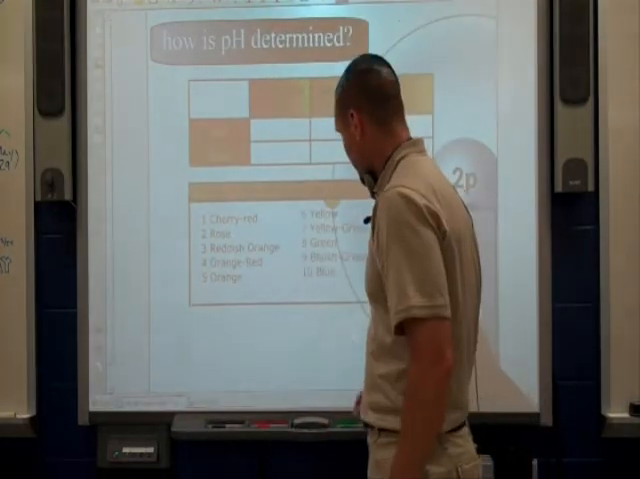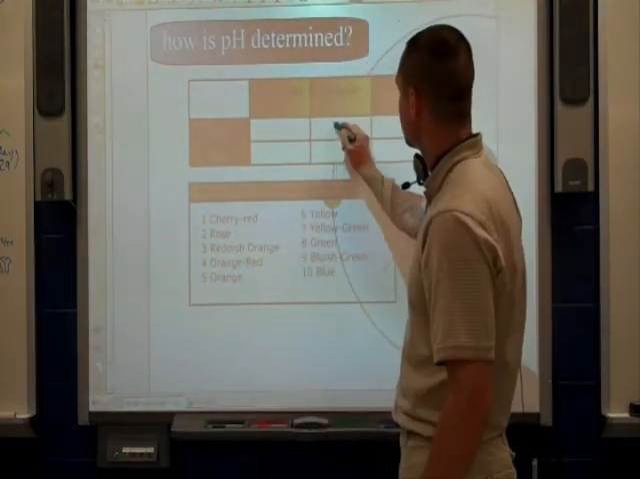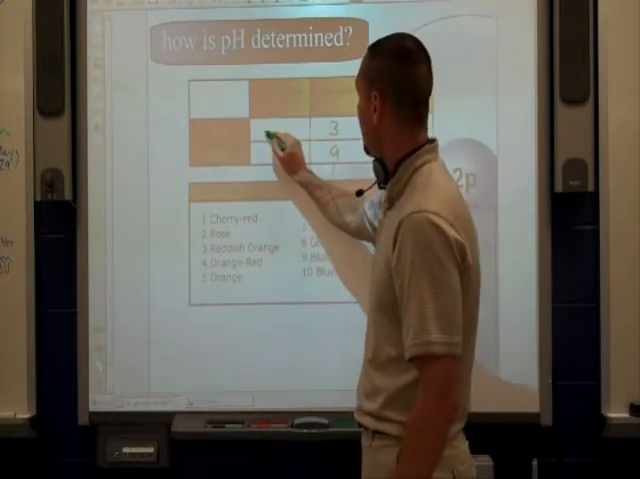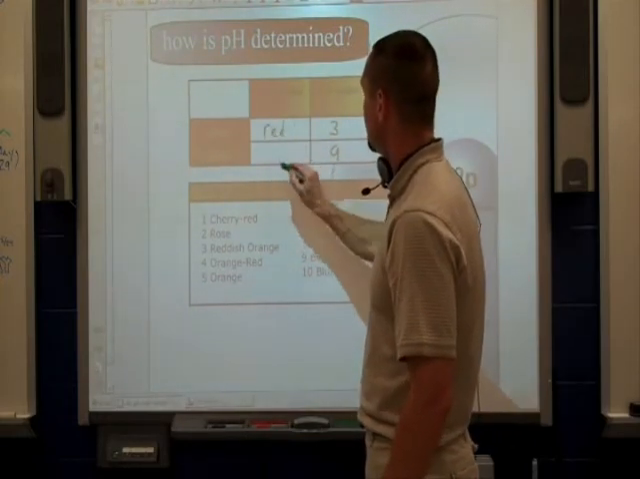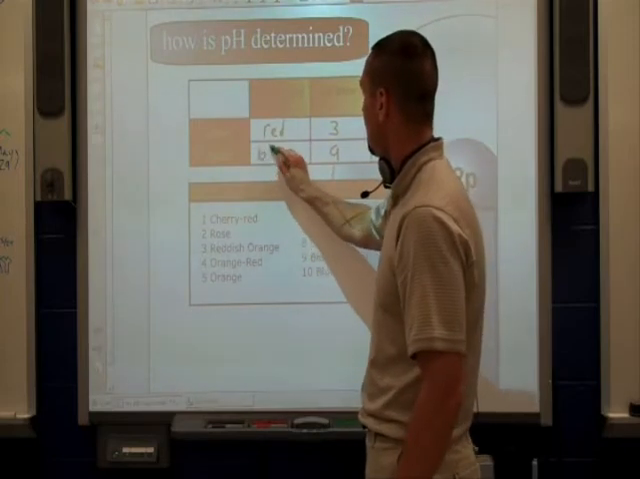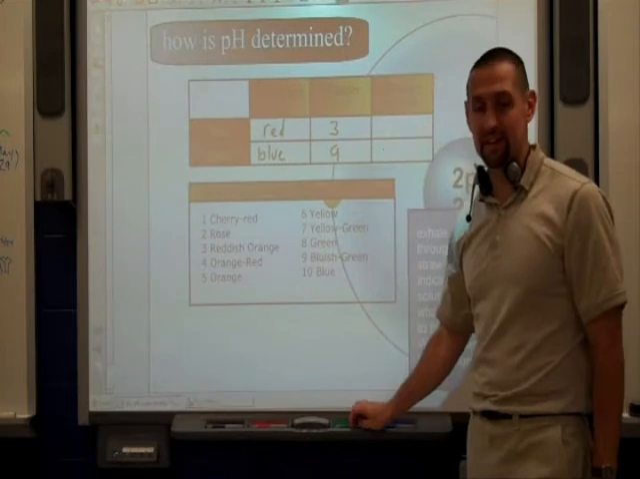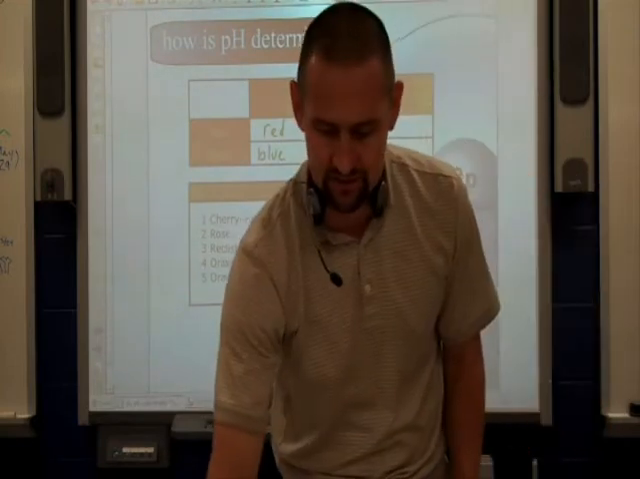So my acid had a pH of 3. In this case, it's soda. My base, a 9. My acid turned the litmus paper red. My base turns it blue. What about the indicator solution? How does indicator solution work?